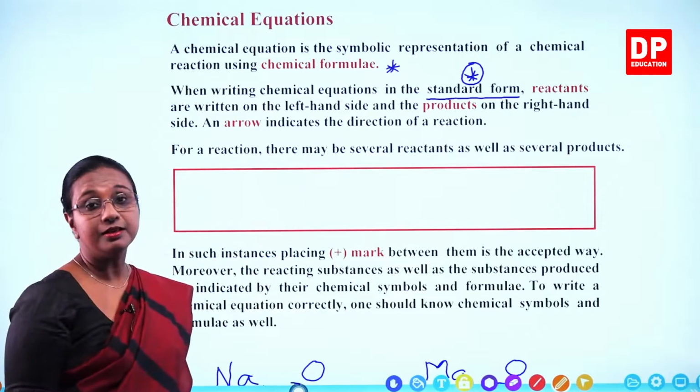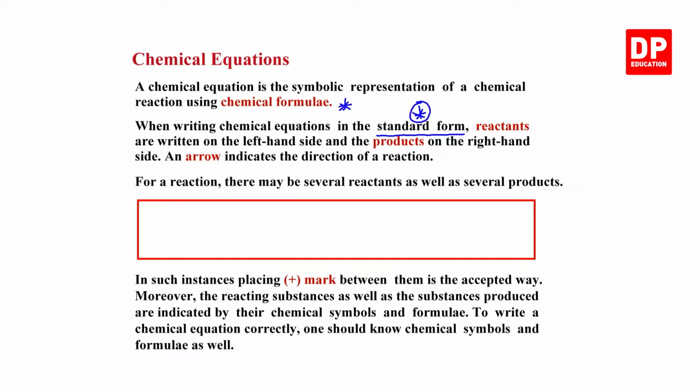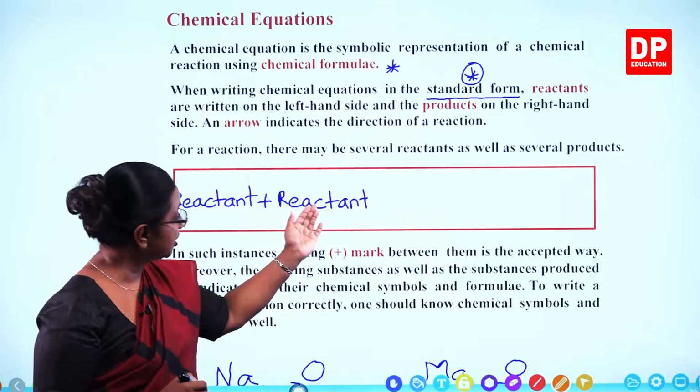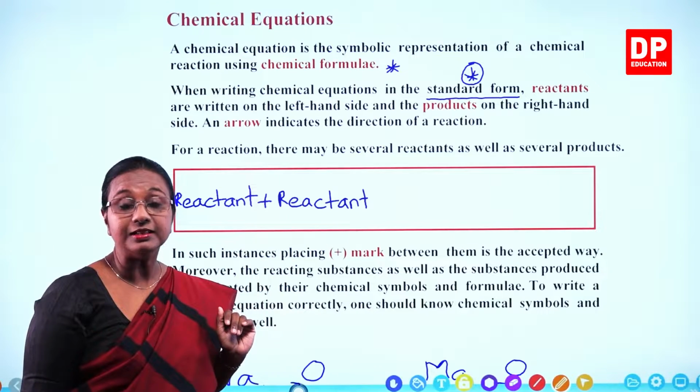We start with the reactants. So here students, we have a reactant. Then if we have one or more than one reactant, here I will consider two reactants. So reactant and another reactant. Now these reactants are separated or shown in the equation separated by a plus mark. So we have to put a plus here. Say magnesium, oxygen. Magnesium is one reactant, oxygen is another reactant.